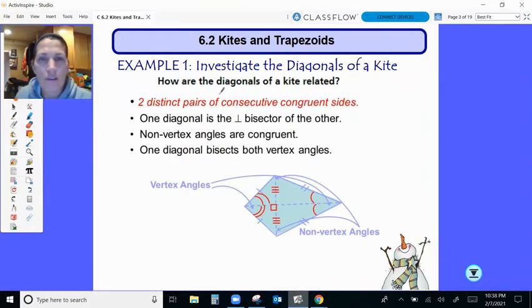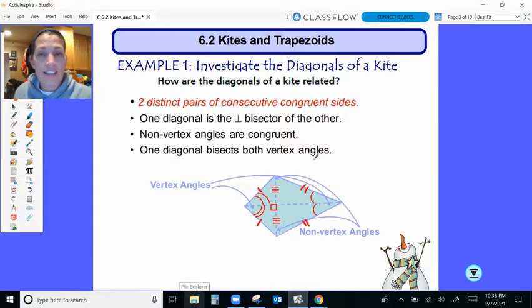So first of all, looking at the diagonals of a kite. A kite has two distinct pairs of consecutive congruent sides. In other words, the congruent sides aren't opposite of each other. They're right next to each other. So consecutive means right next to each other.